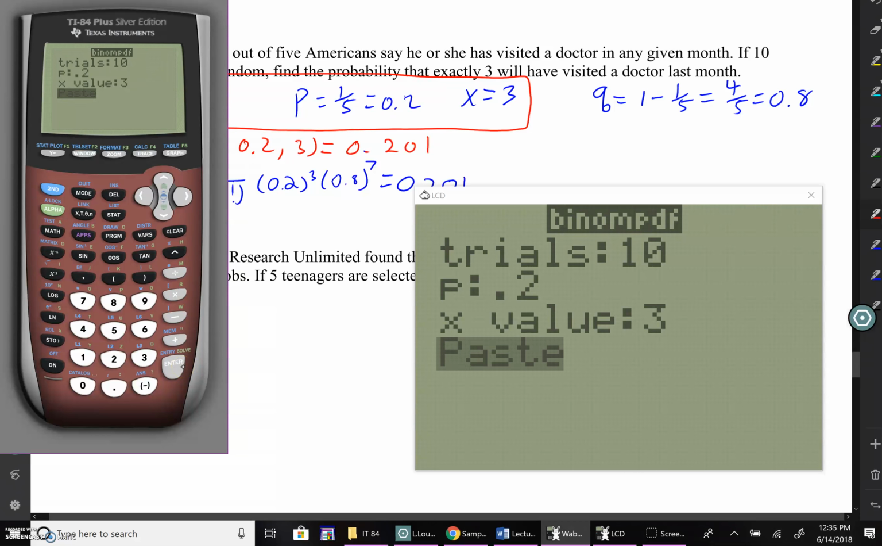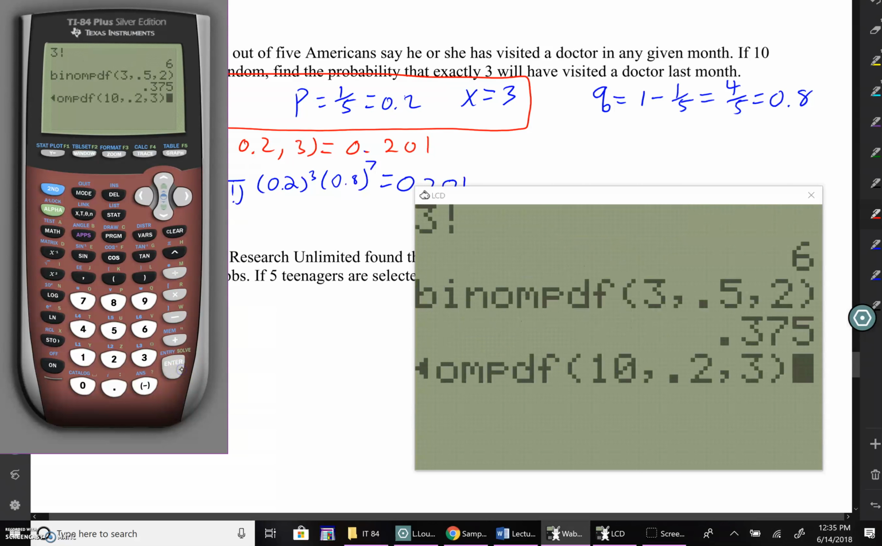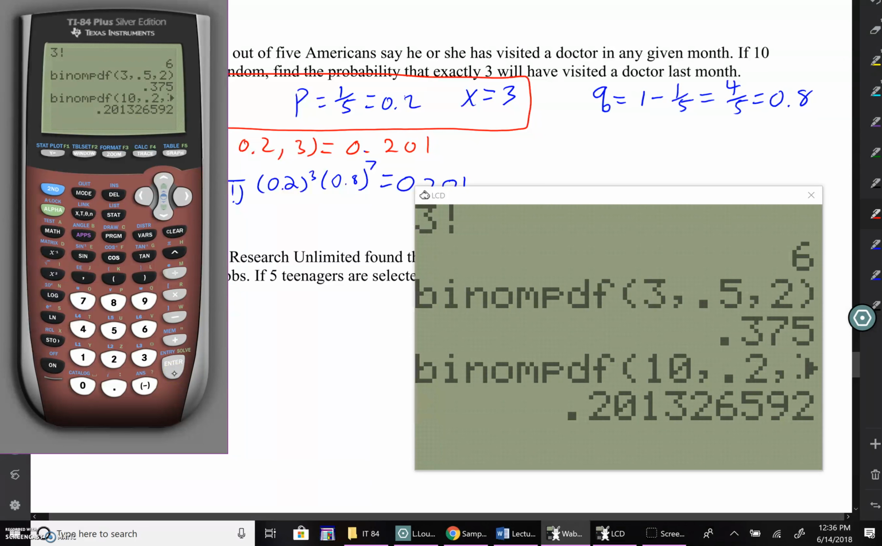Does your screen match mine? Okay, so then yours wants you to put it in parentheses with commas separating them. So you'll do 10 and then a comma. All right, and then if I hit calculate, I should get back to the same thing. And it depends on where you round as to whether that always happens or not. But it should be pretty close again.